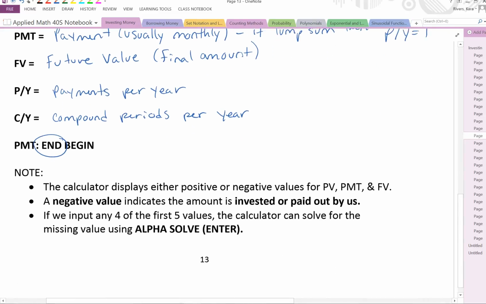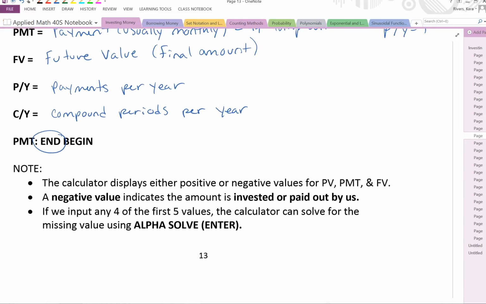Now we have a note at the bottom here. It says the calculator displays either a positive or negative value for PV, PMT, and FV. It's really important for you to understand what a negative value means. A negative value indicates the amount is invested or paid out by us. Okay? If we input any of the first 5 values, the calculator can solve for a missing value. Now if you wanted to solve, you're using alpha solve or alpha enter.